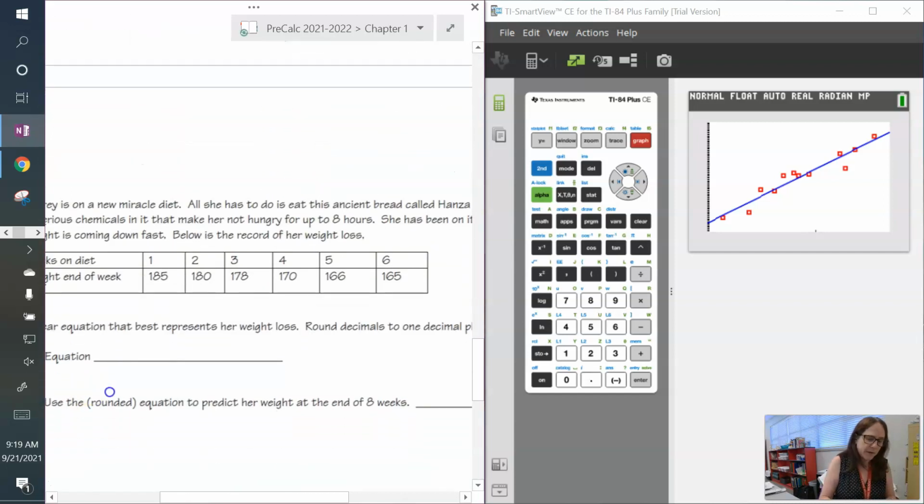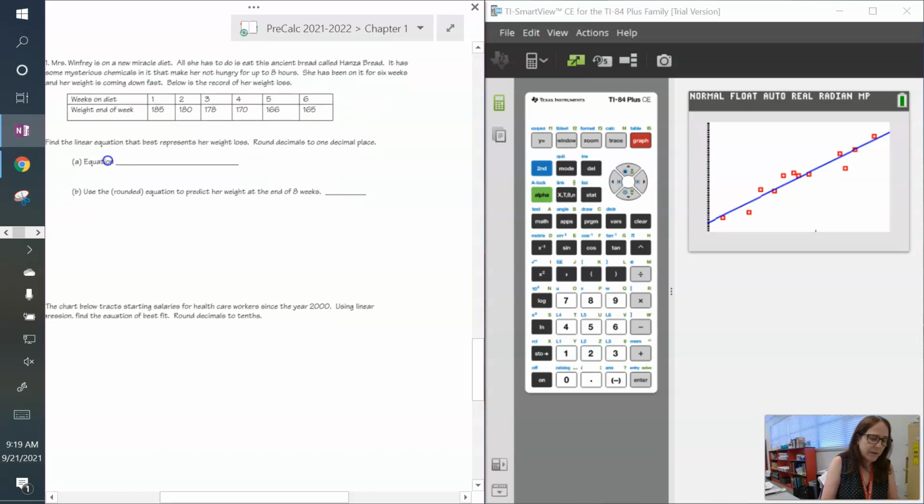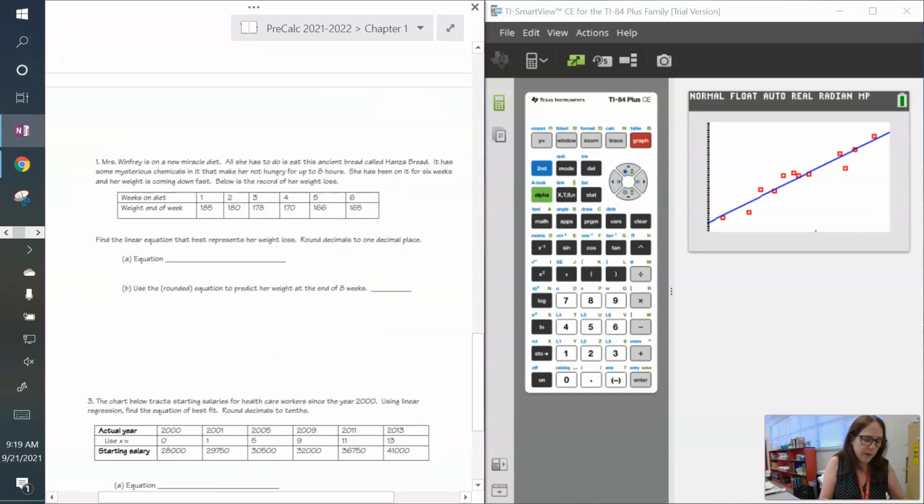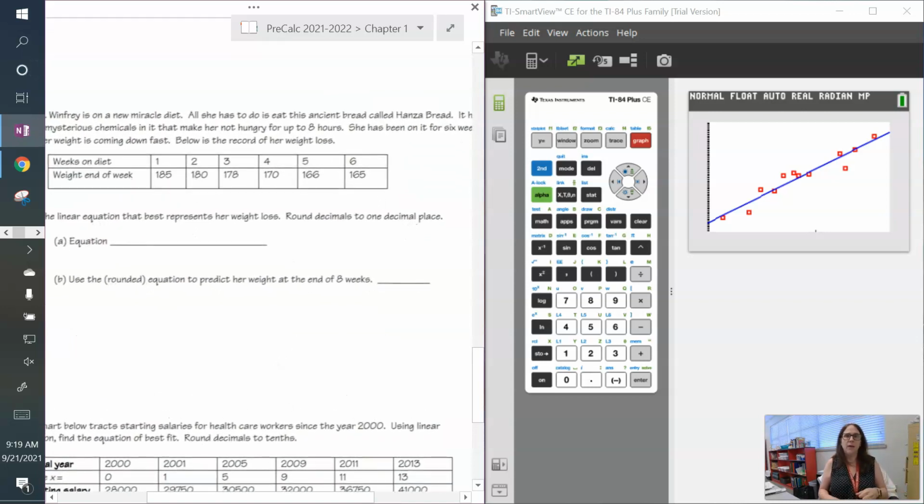Now we have this one. Mrs. Whitney is on a numerical diet. All she has to do is eat an ancient bread called Hansa bread. It has some mysterious chemicals that make her not hungry for up to 8 hours. She's been on it for 6 weeks, and her weight is coming down fast. Below is her weight loss. Weeks on the diet is your independent variable because we're controlling that. So this is going to be X, and then the weight at the end of the week is the Y.